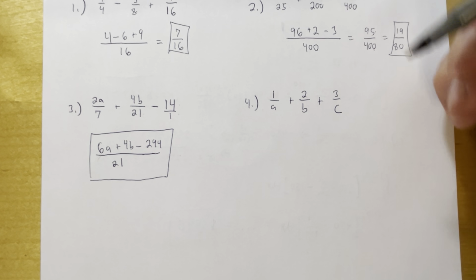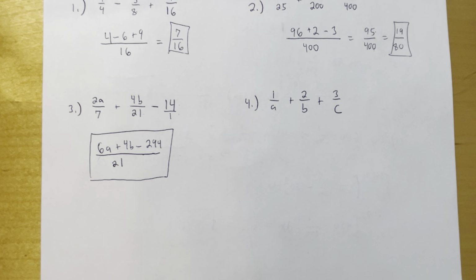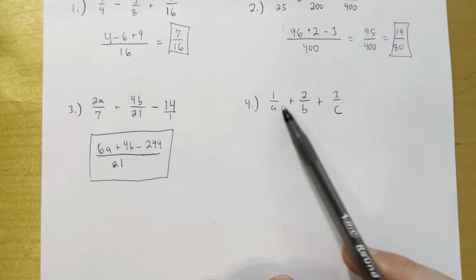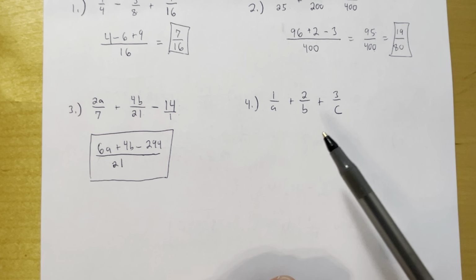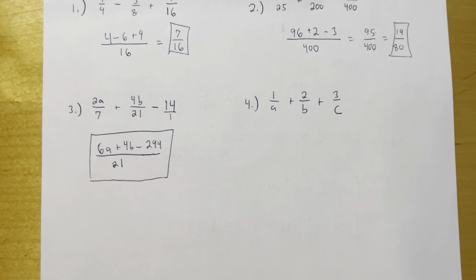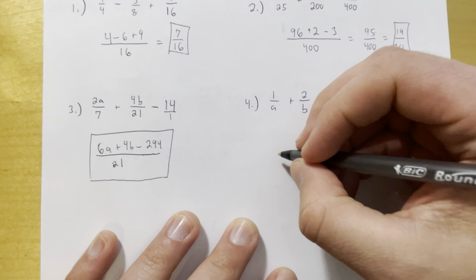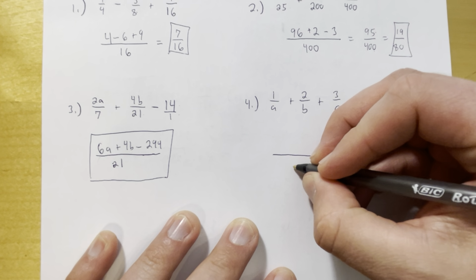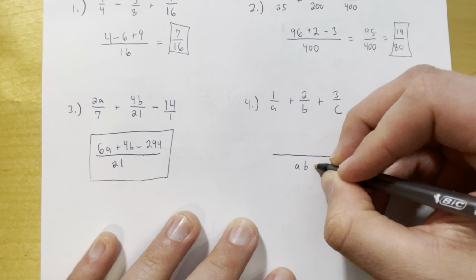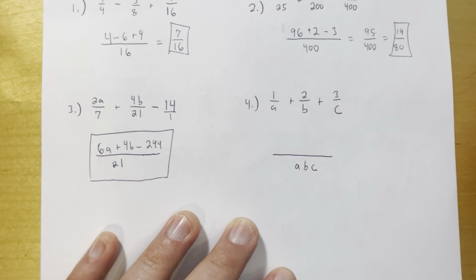One last problem to go. 1 over a plus 2 over b plus 3 over c. And in this problem, what we're trying to do is add everything together, but I don't know any of the denominators. I'm given these unknowns here. I have no way of determining if a is a factor of b or a factor of c or anything like that because I don't know how they relate to each other. So the only real way to get a common denominator is to multiply all three of them together. A, B, C, like that.